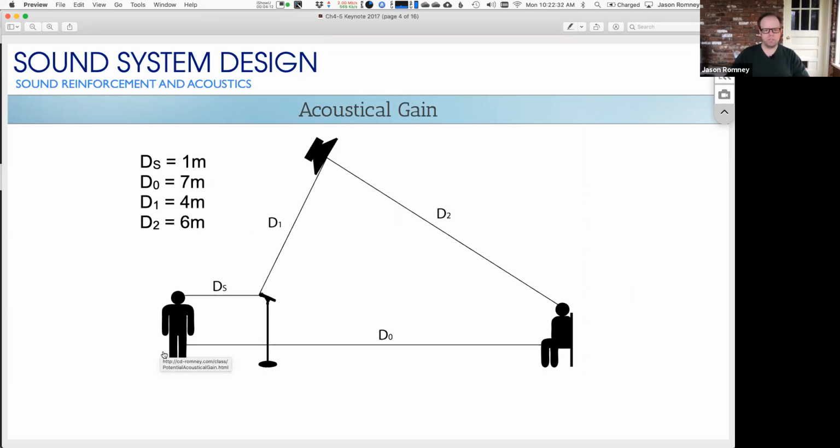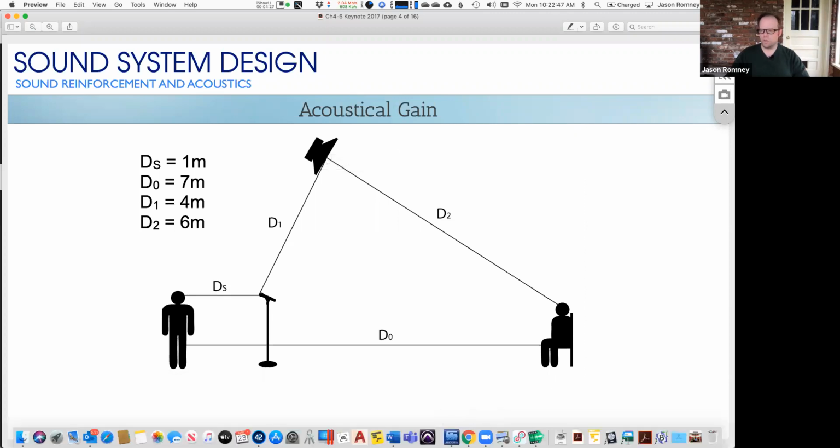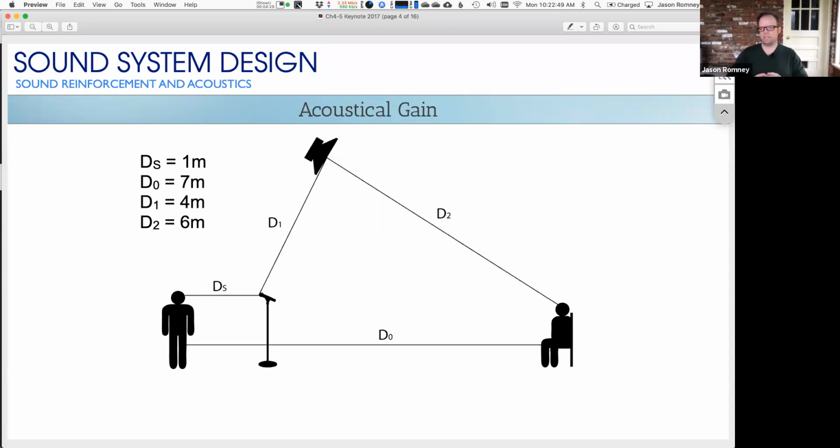d0, which is the distance between the talker and the listener, is going to be 7 meters. d1, the distance between the loudspeaker and the microphone, is going to be 4 meters. And d2, which is the distance between the loudspeaker and the listener, is going to be 6 meters. So why do we care about that? What's important? Well, let's put this into practice.